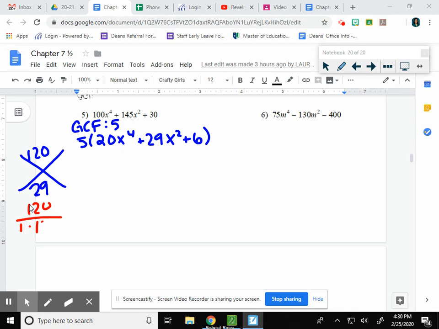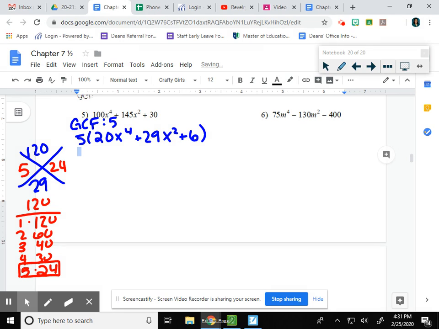So if you don't know that, then you make a list of all the things that give you 120. Okay, so 1 times 120, 2 times 60, 3 times 40, 4 times 30, 5 times 24. Okay, that's the one I want, 5 times 24. So now I still have to go long method with this. I'm going to leave this 5 alone for the time being, and I'm going to come back to it.